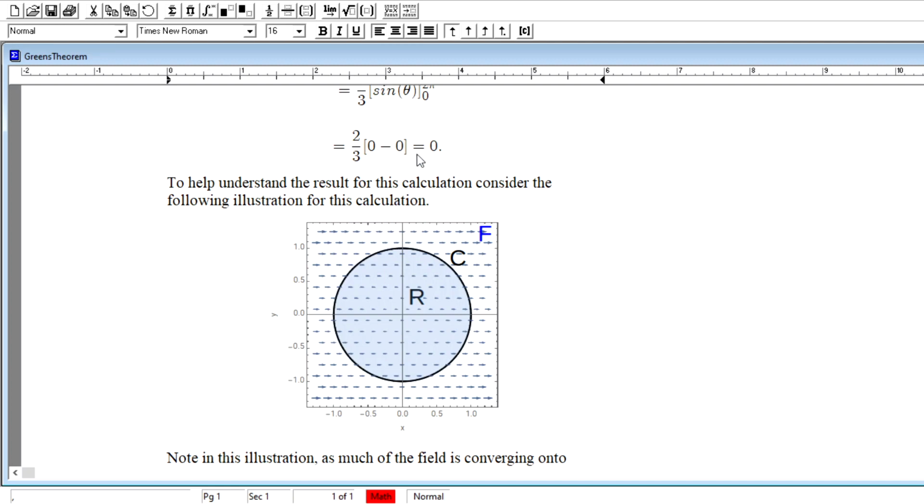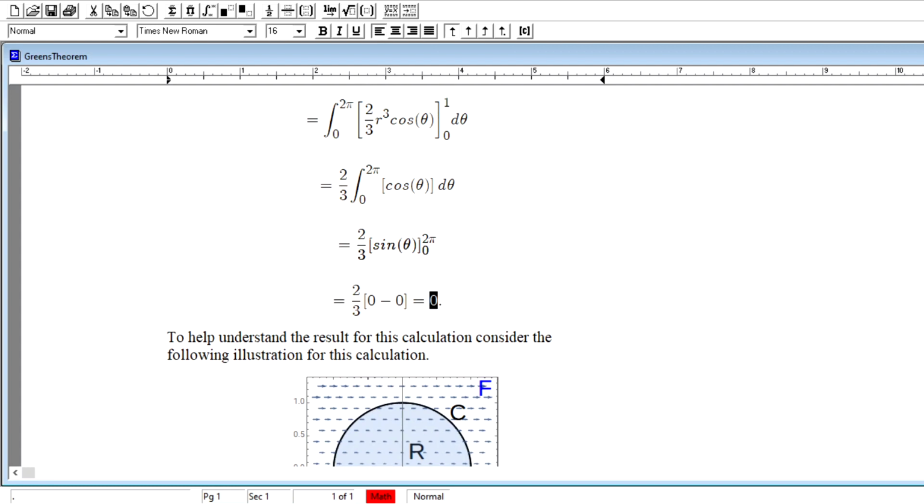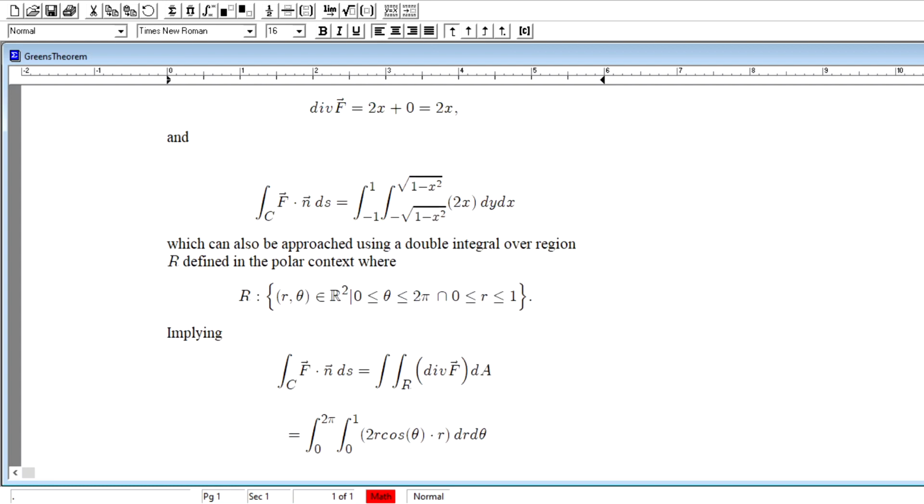All right, so it does give us an outward flux calculation across that boundary of C being 0, where we calculated that using the divergence found within region R as a double integral calculation, right? Again, folks, that is using what we call Green's theorem.